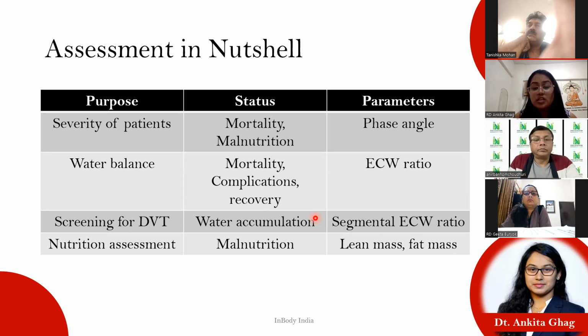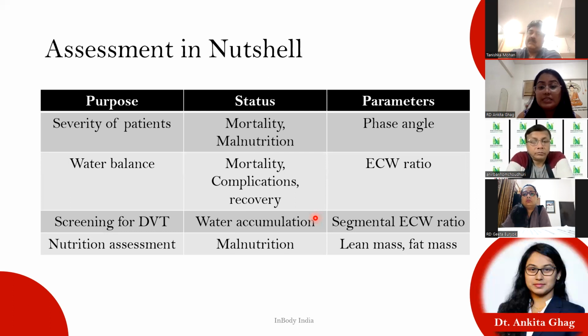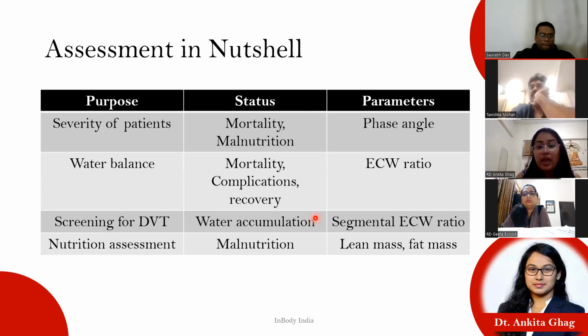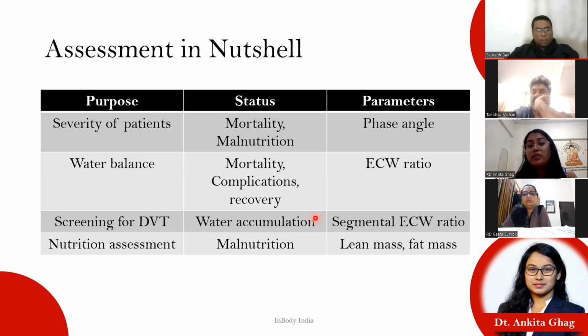ECW ratio, the extracellular water ratio, is very essential to be monitored. Along with that, I would like to add that segmental lean mass will play a major role here. Screening for DVT is purely segmental extracellular water. And for nutritional assessment, we have the entire result sheet. Apart from that, we also get the visceral fat levels in the device, and we also get bone mineral content with the help of BIA technology. That helps us assess the individual in the proper way and give them a proper line of treatment.